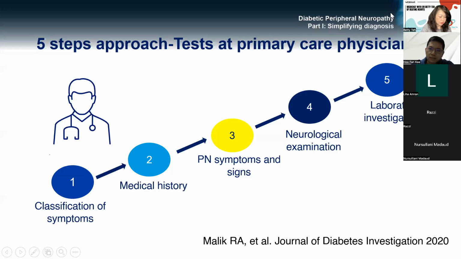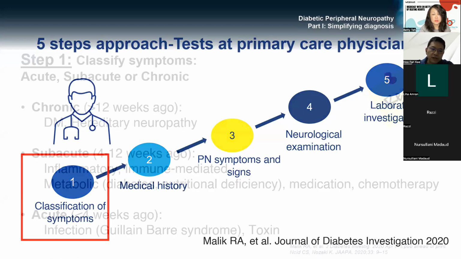So first of all, as I shared, the 5-step approach, which is published by Prof. Mane in the Journal of Diabetes Investigation, can be used by anyone. It's not only confined to neurologists. This is a very simple way of diagnosing diabetic peripheral neuropathy. So we can classify the symptoms.